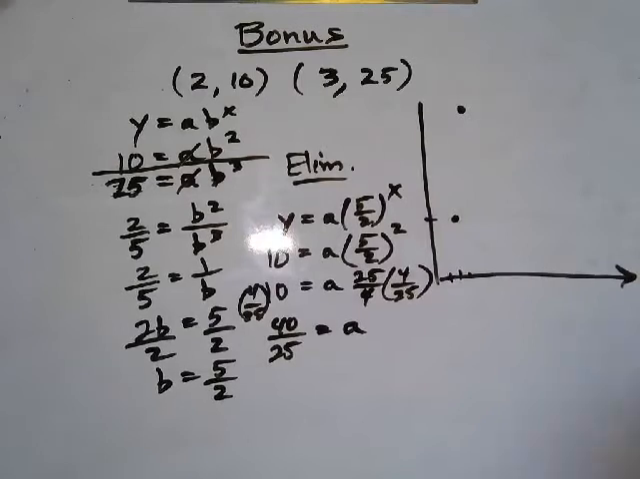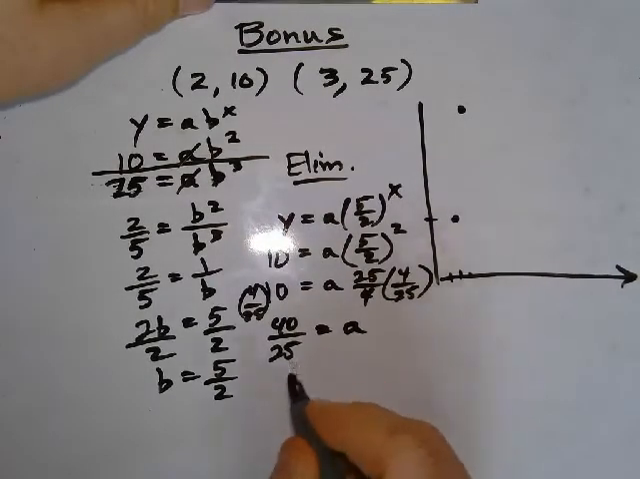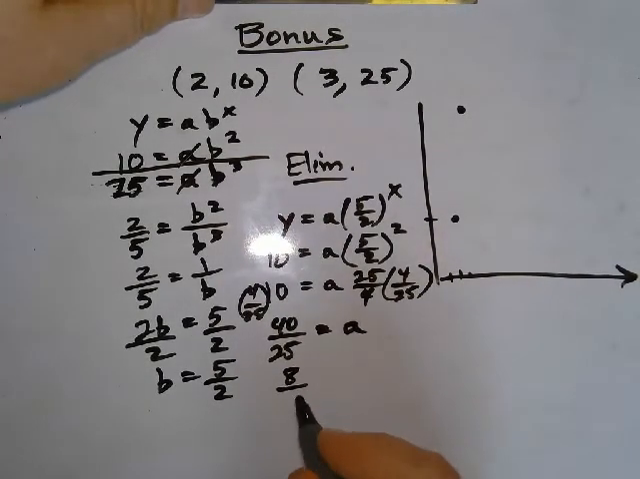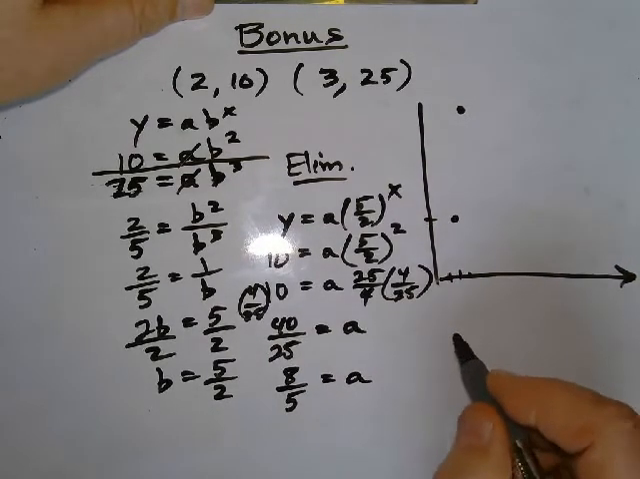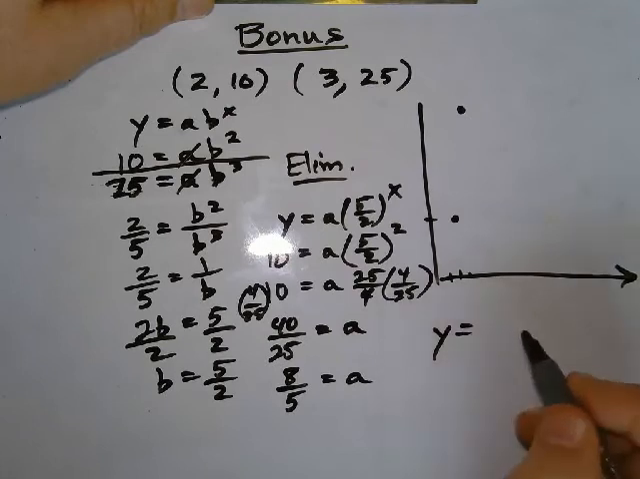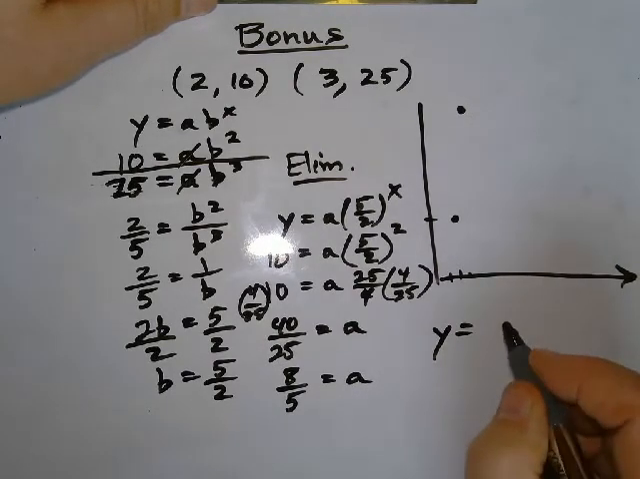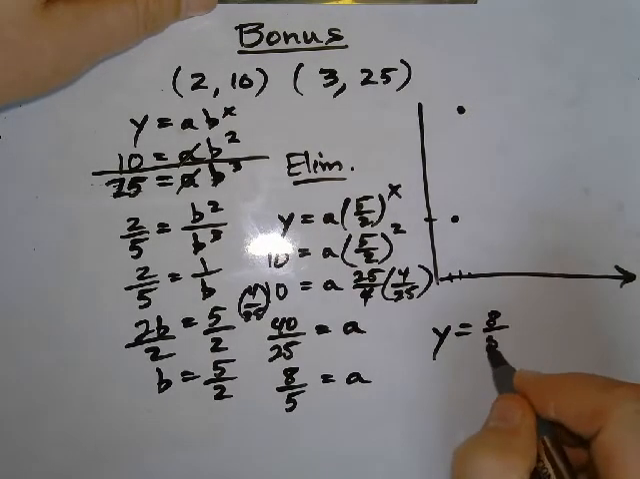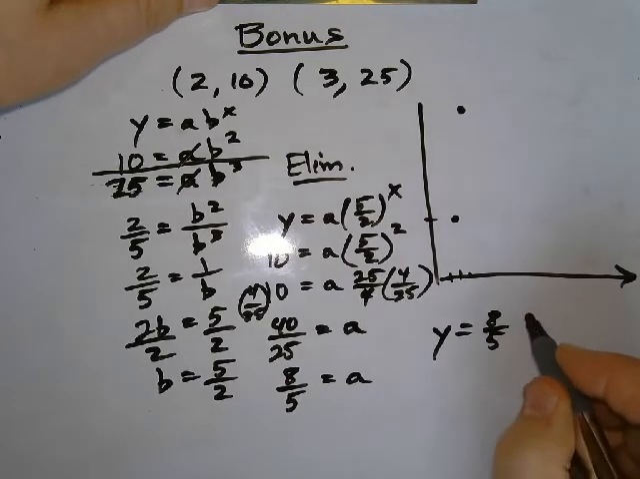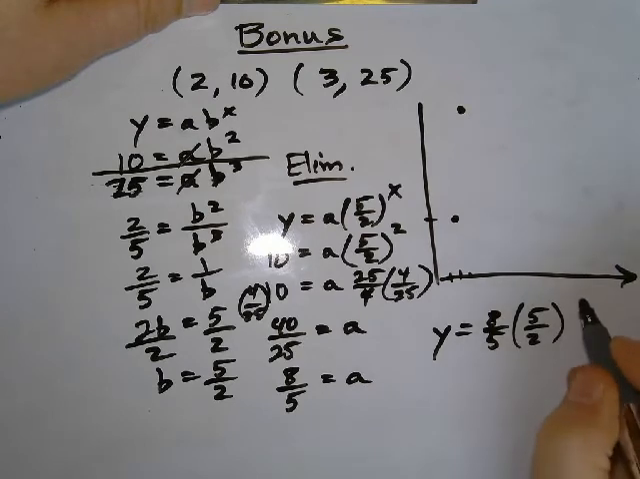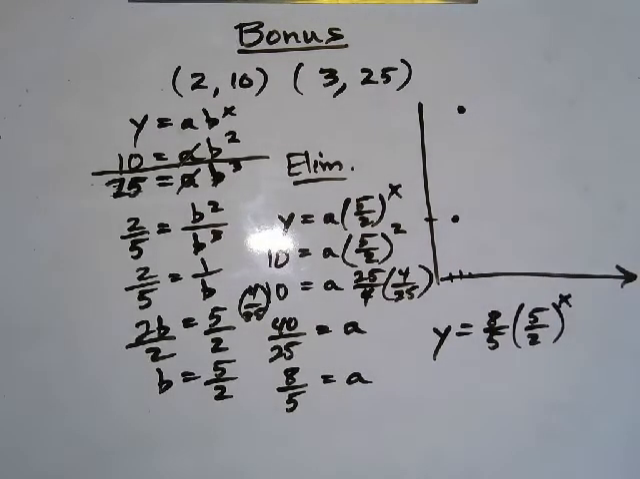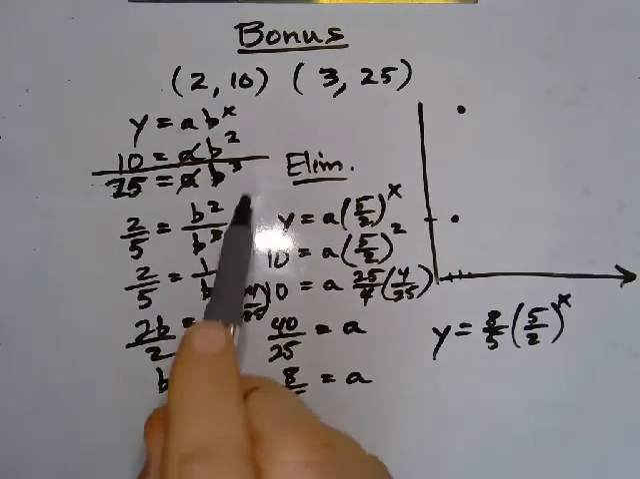Now we have the A value. I can reduce this actually. 5 goes into both of those, 8/5. So A is 8/5, and our final equation is y equals the initial amount, 8/5, or 1 3/5, the base is 5/2, and x. So there's your equation. Now, we have an equation here, and we solved it by using a system.